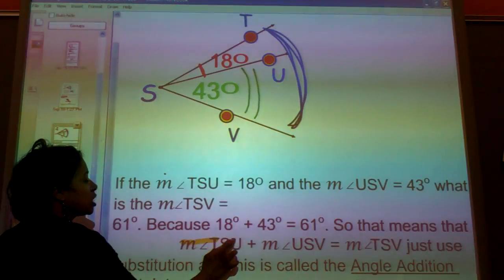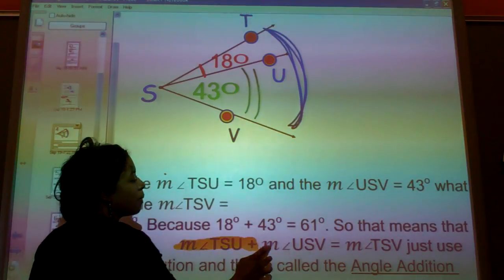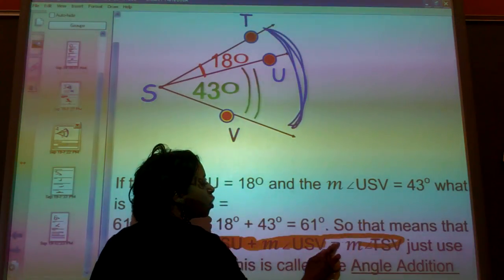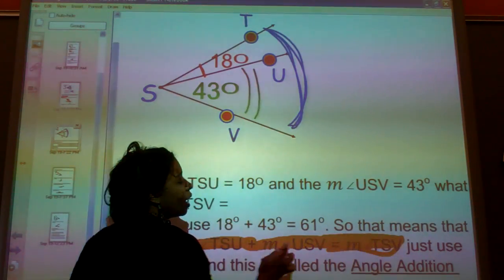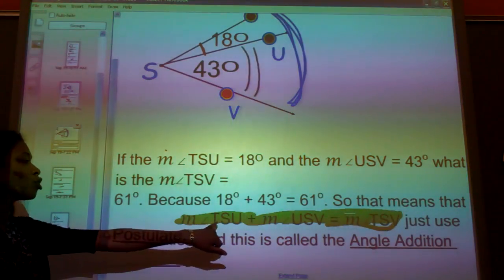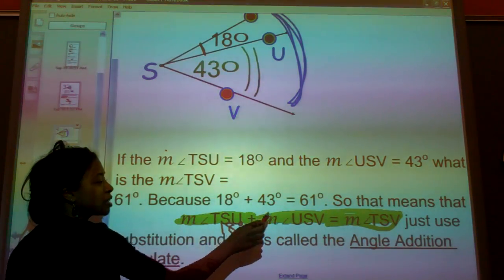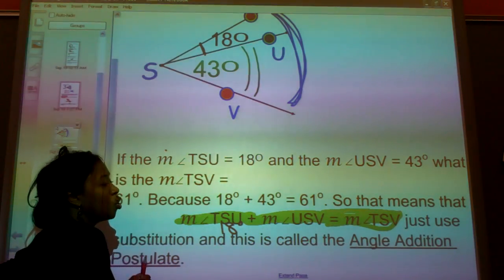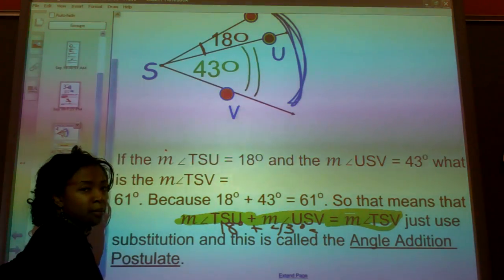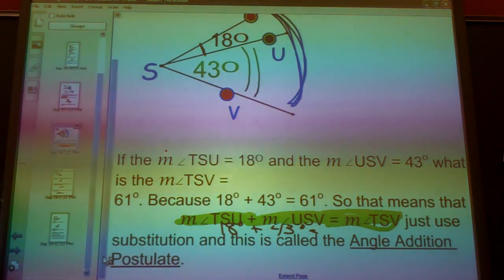This is how we will write it if we're writing the angle addition postulate. It will be the measure of TSU, that first angle, plus the measure of that other small angle, angle USV, to equal the entire angle TSV. And we just use substitution. I know the measure of angle TSU is 18 degrees, plus I substitute the actual value of the measure of angle USV, which is 43 degrees, and I would be able to find the measure of angle TSV. Again, that's your angle addition postulate.